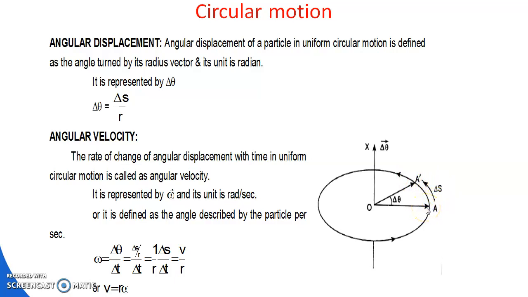Angular displacement means the angle turned by the radius vector. OA is the radius, and OA dash is also the radius. This radius moving from A to A dash covers some angle. That angle turned by the radius vector is known as the angular displacement. Its symbol is theta, and a small displacement is represented by del theta. So del theta is equal to del S by R.